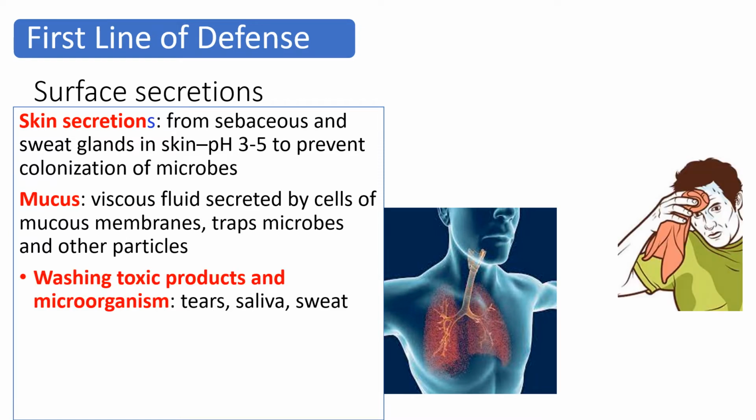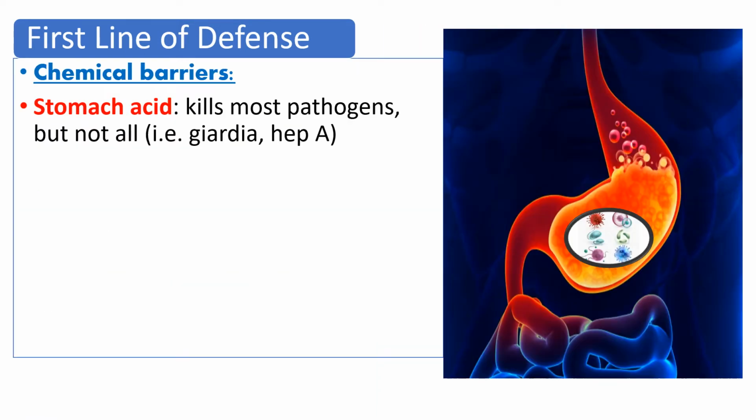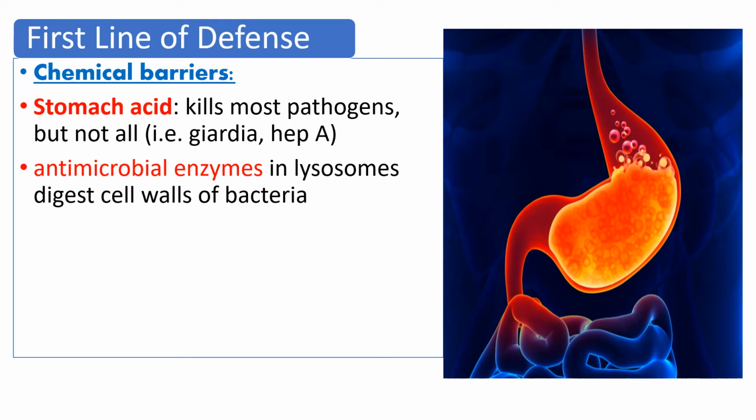Then we have certain other secretions, for example, the tear glands secrete tears, and these help to wash out the toxic products and the microorganisms, and they also act to remove these bacteria or pathogens by the fluid that is secreted. Now we have another important chemical barrier that is present in the stomach that kills most of the pathogens. And that is important because some of the pathogens enter our body through the gastrointestinal tract.